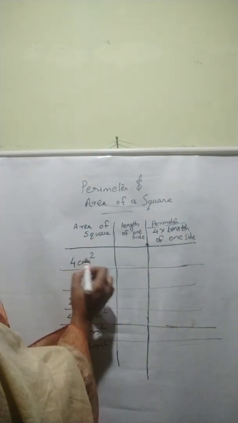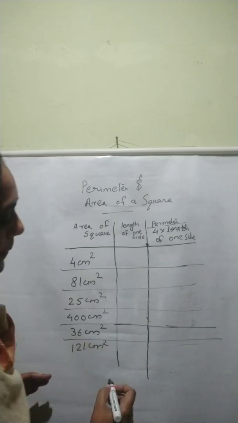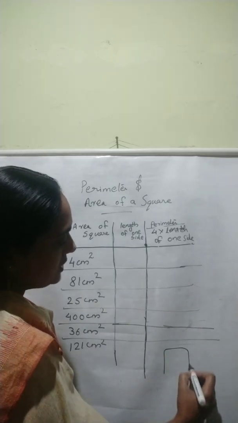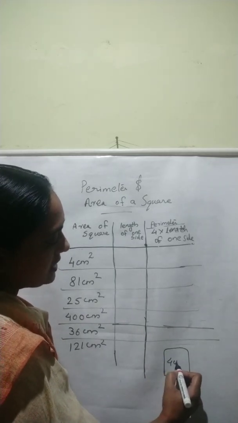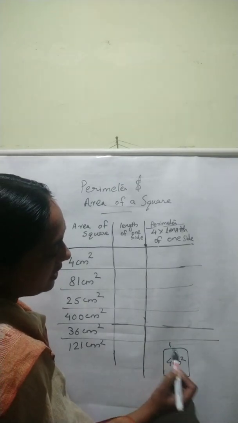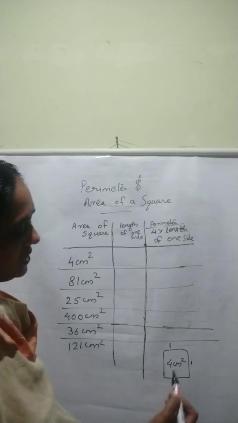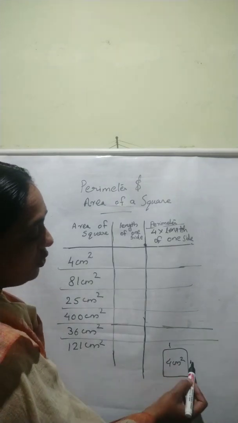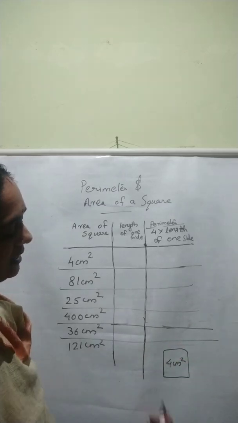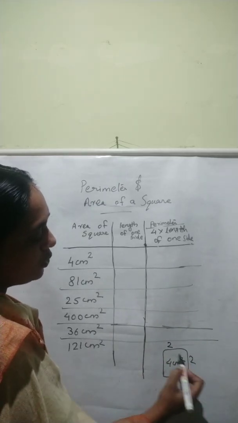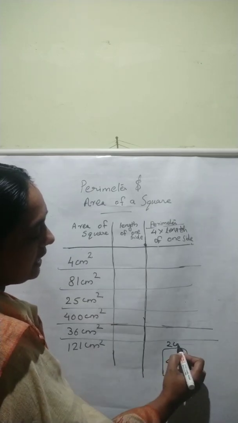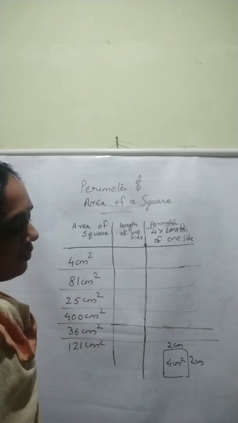So 4 centimeter square. We know that a number we have to multiply 2 times to get 4. That means all sides need to be the same. Here the area is 4 centimeter square. If here it is 1, here also it needs to be 1 because it's a square. But 1 into 1 we will get only 1, not 4. So 1 is not the length of one side. Next we can think about 2 and 2. 2 times 2 is 4. So we got it. So we can say the length of one side will be 2 centimeter.